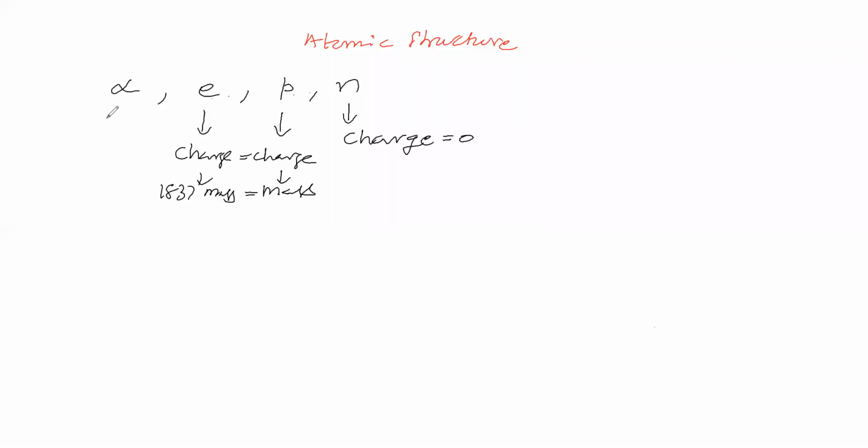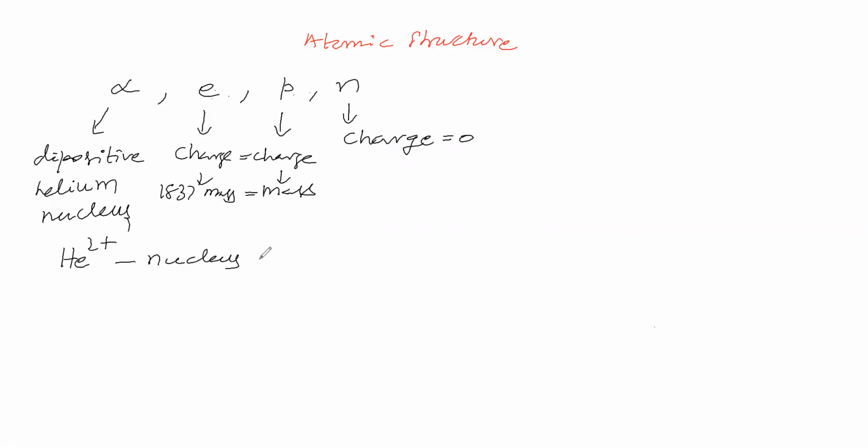Now alpha particle is called dipositive helium nucleus. Dipositive helium nucleus is called alpha. Alpha particle is called He2 plus. It is having only nucleus. Nucleus is having 2 protons and 2 neutrons. There are no electrons in He2 plus. Alpha particle is not having any electrons.